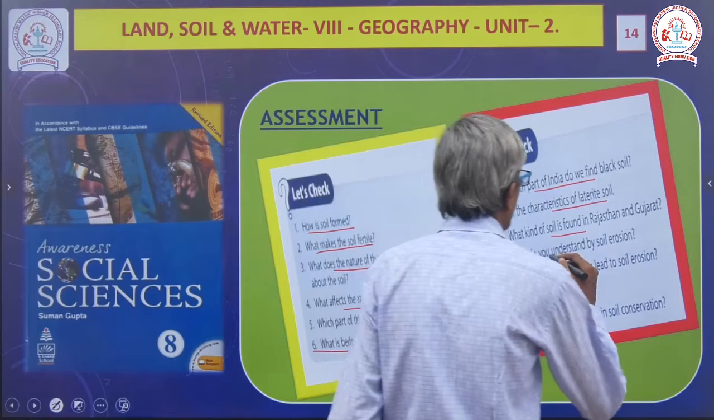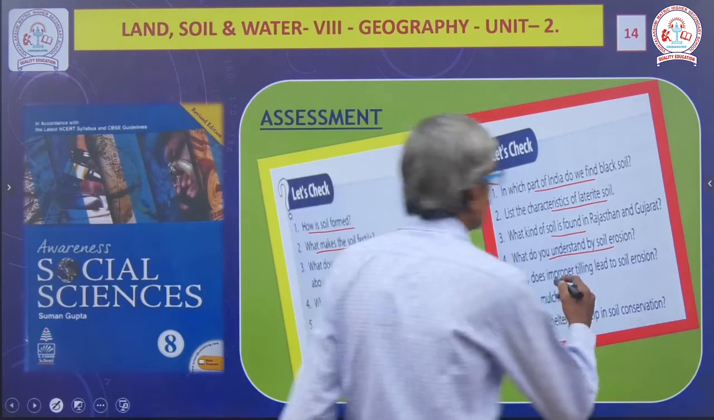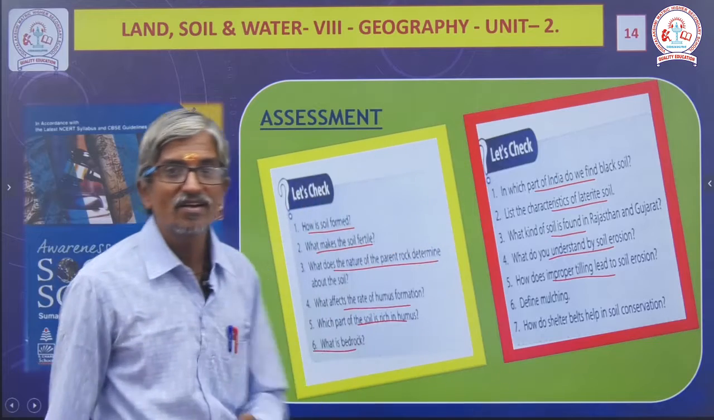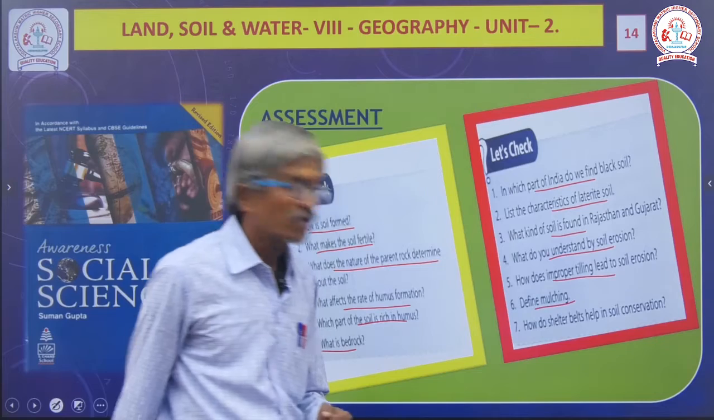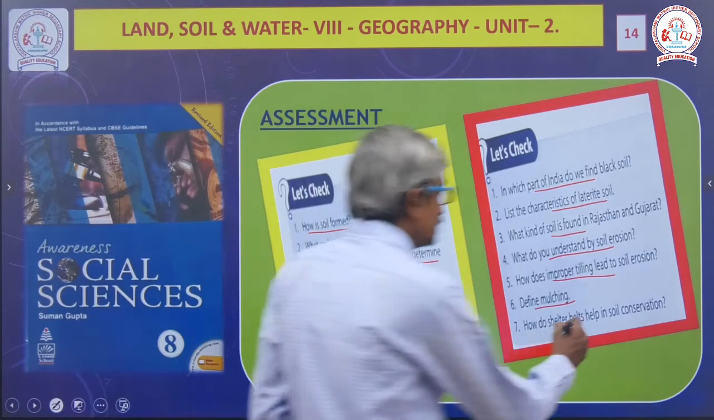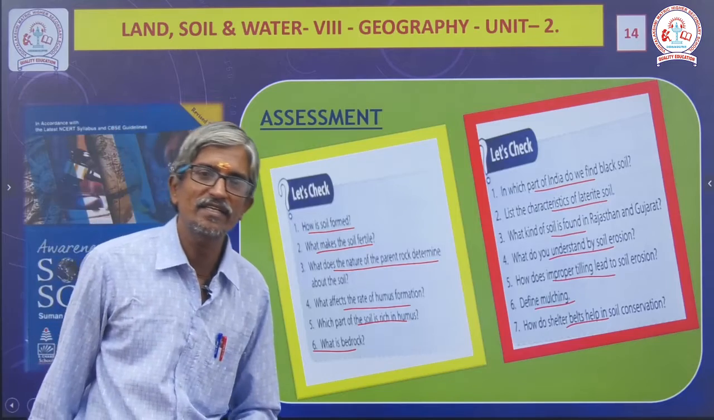Then next, what do you understand by soil erosion? Very simple question. Next, how does improper tilling lead to soil erosion? Next, define mulching and explain how shelter belts help in soil conservation. So these are all the activities we have to do.